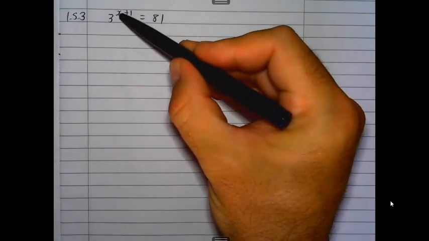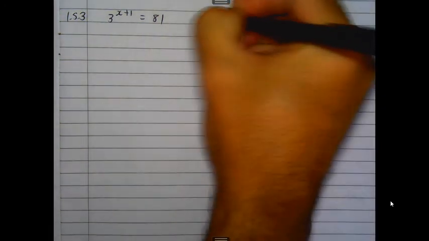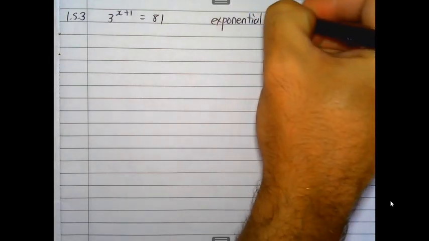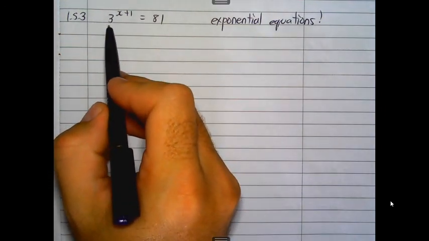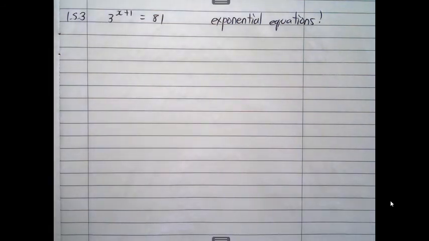1.5.3. Right, you will notice that this question is different in that the x, the unknown, the variable, lies in the exponent. That's why they call these questions exponential equations. Right, and the way that we work these questions out is we need to reduce the left-hand side and the right-hand side to have the same bases.